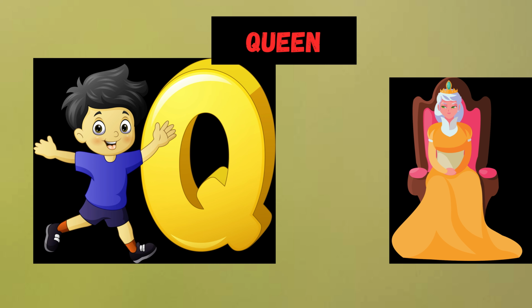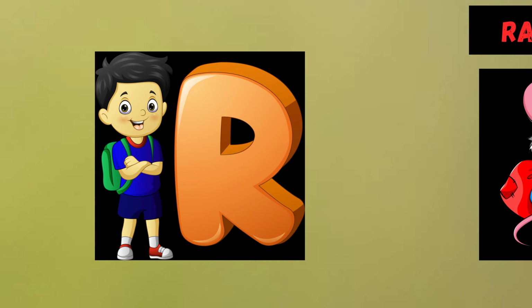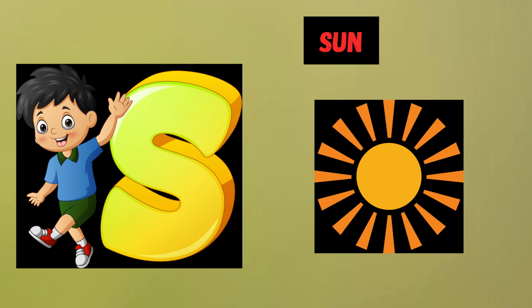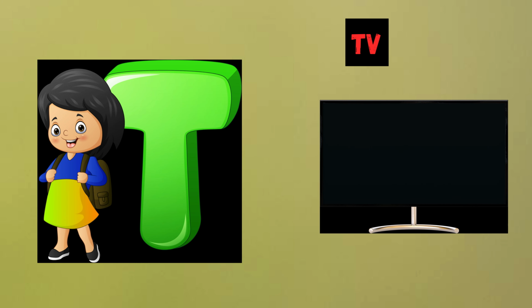Q. Q is for queen. R. R is for rat. S. S is for sun. T. T is for TV.